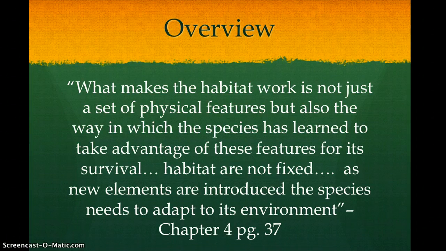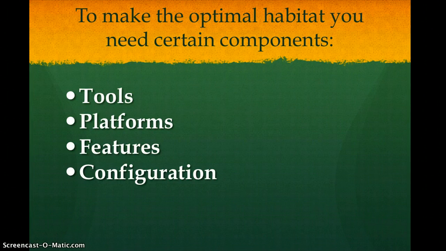So some of the things that optimal habitats have is they have really good tools, they have really good platforms, features, and configurations. So the textbook basically discusses that you need to make sure that the tools that you're using, the platform that you're using, the features, which basically help to make tools and platforms usable and livable, as well as configurations, are all designed for what you want to do with it. So basically the entire goal of these components is to build a community that will accommodate the needs of the community and also will make this community self-sustained.